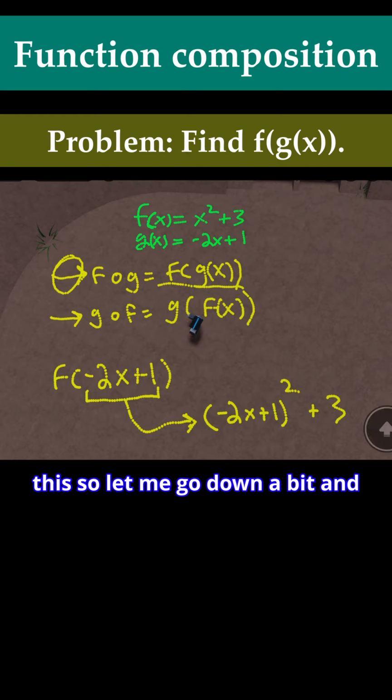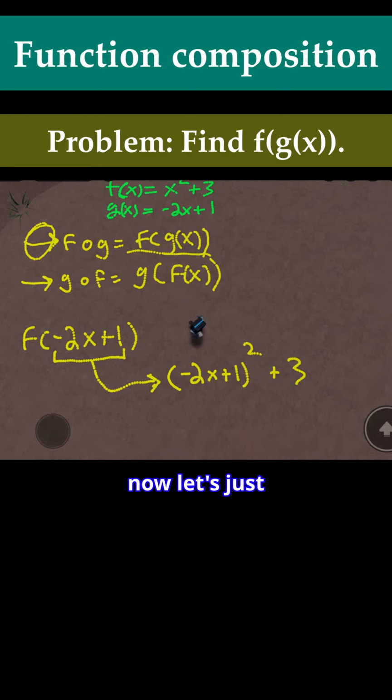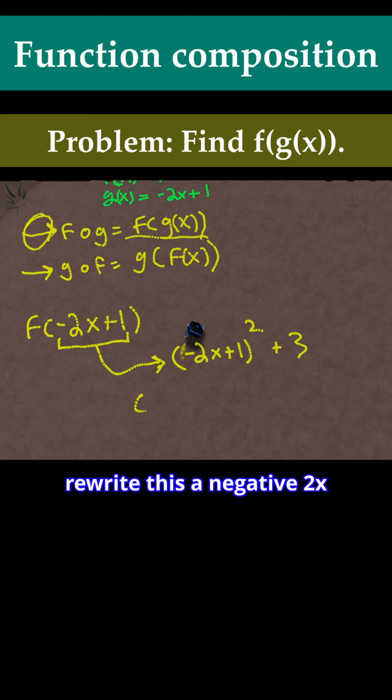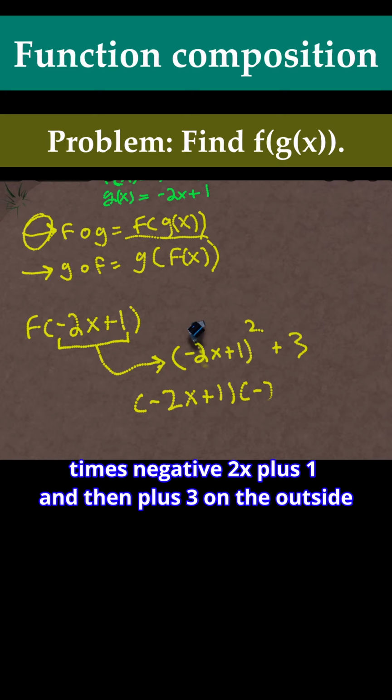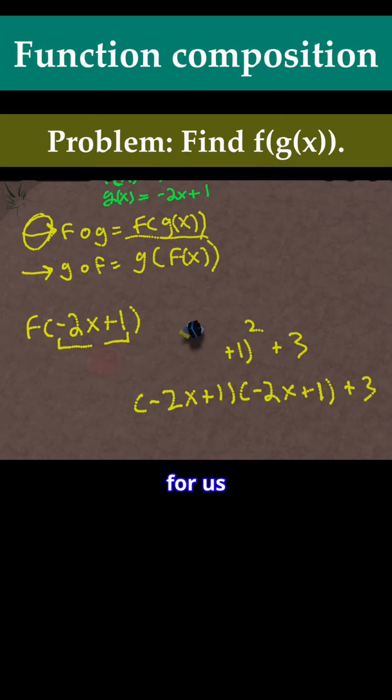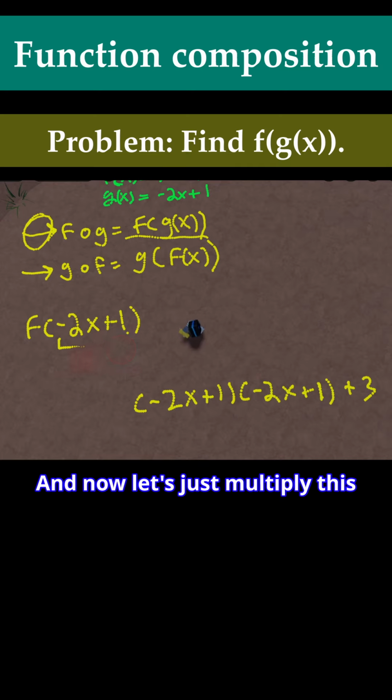And now we just need to evaluate this. So let me go down a bit. And now let's just evaluate this. Negative 2x plus 1 squared plus 3. To do that, I'm just going to first rewrite this as negative 2x plus 1 times negative 2x plus 1, and then plus 3 on the outside. I'm going to erase to make some space for us. And then now let's just multiply this out.